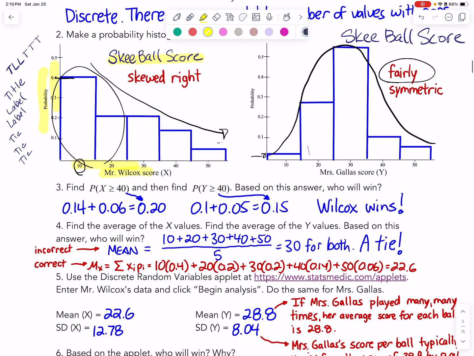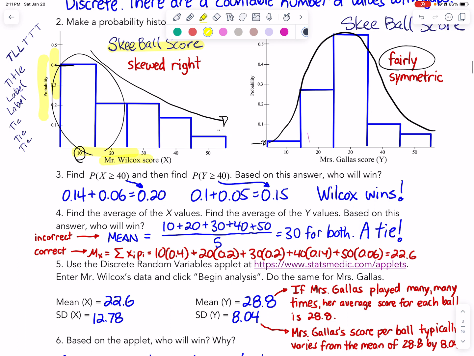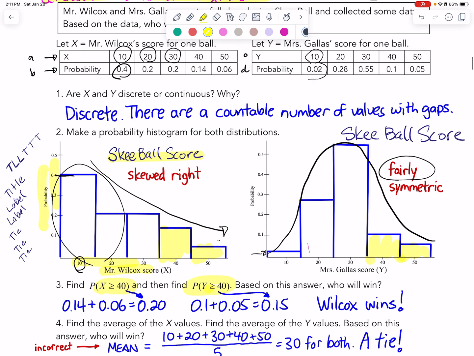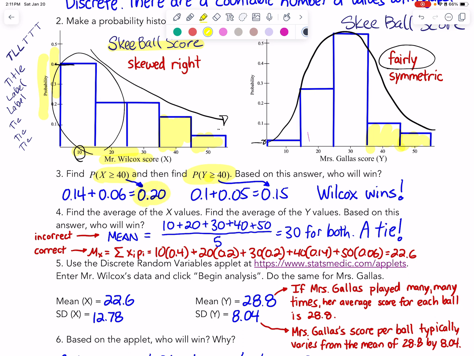All right? Okay, so the first thing I'm going to ask you to do is find the probability of X greater than or equal to 40. If the game was to get 40 or more points, who would win? So what we did is we found Mr. Wilcox was here, and then Miss Gallus was here, and we added them up and saw, oh, Mr. Wilcox would definitely win if the game was to get 40 or more points, if that's the only thing that counted.